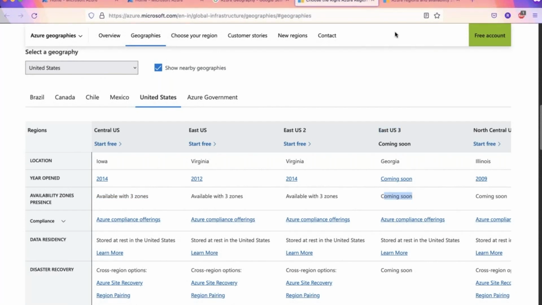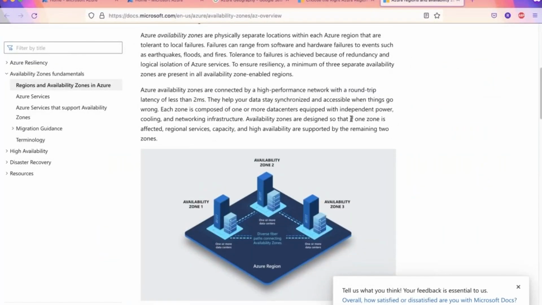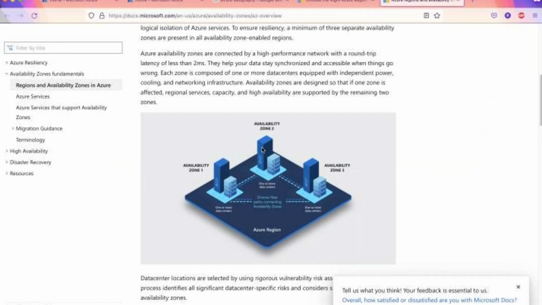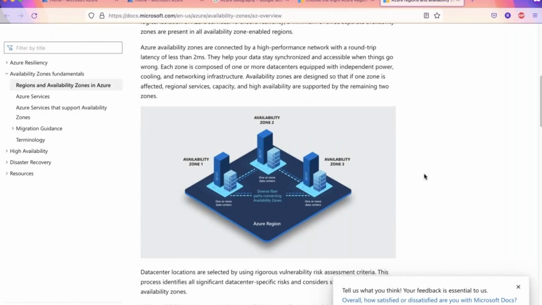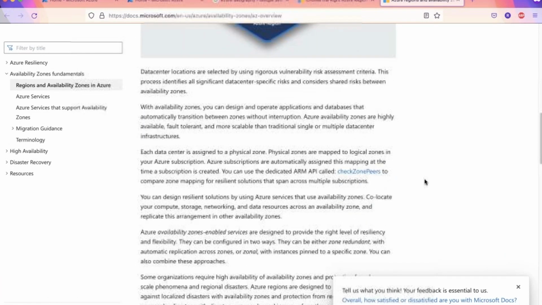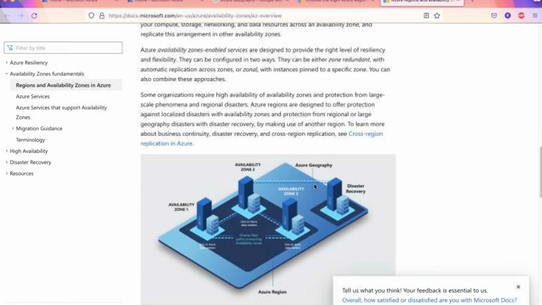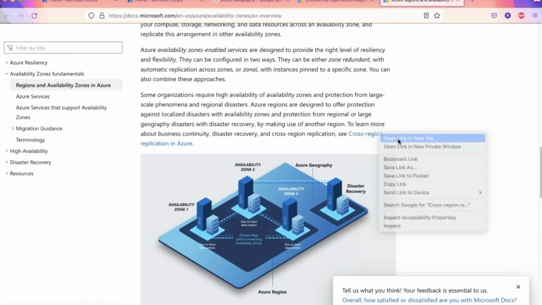So not all regions have this, but the reason for having it is that if your VM was running on one physical data center's physical server and it goes down, there are still two others where your machine can be deployed, and you have the ability to give your infrastructure higher availability. Plus, when we talk about disaster recovery, there is always something they call cross region replication. So I will open this link.